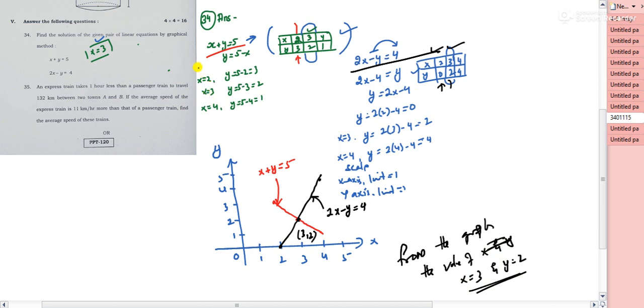Got it? And in maths you have step marking. So for this you may get 2 marks, and for this graph you'll get 1.5, and very important, for this scale you'll get half marks. So don't forget to write this scale. Got it? I hope the answer is clear.